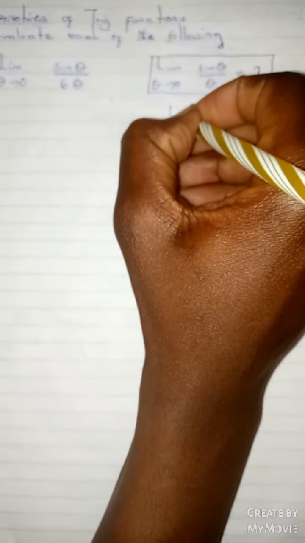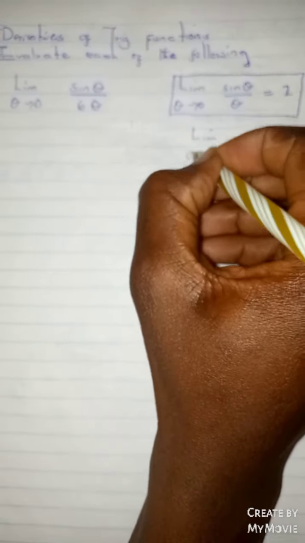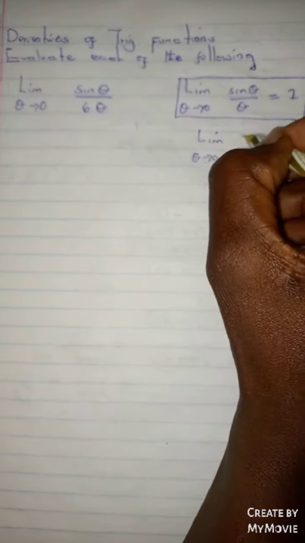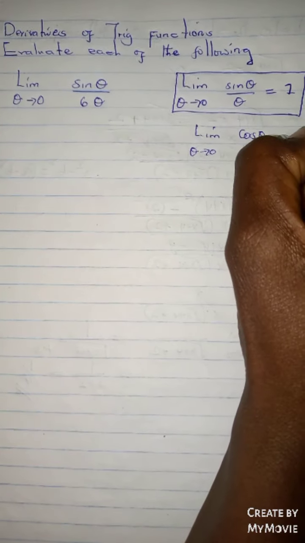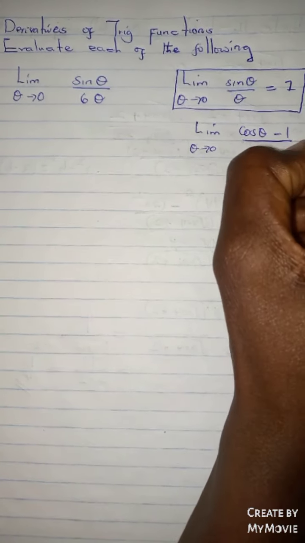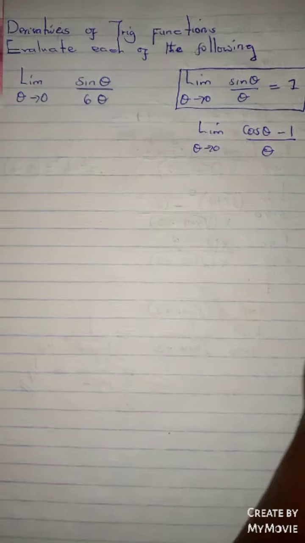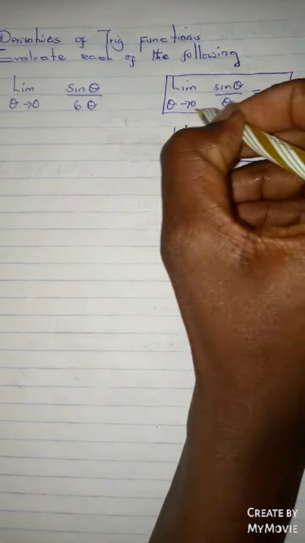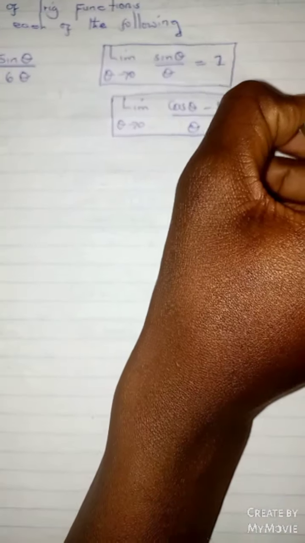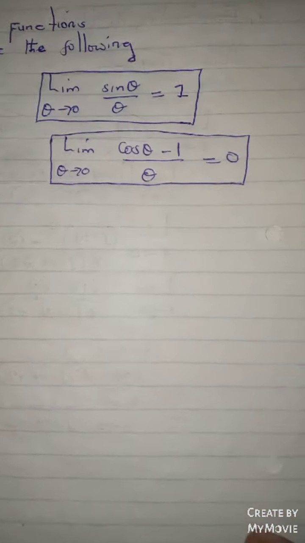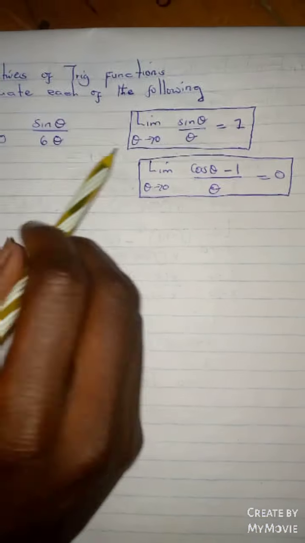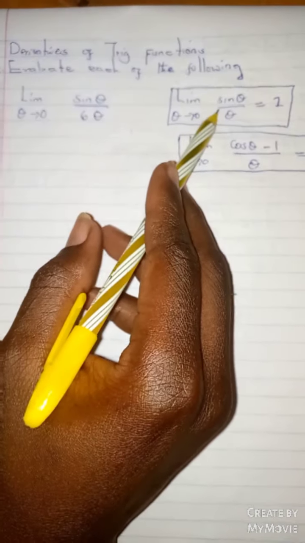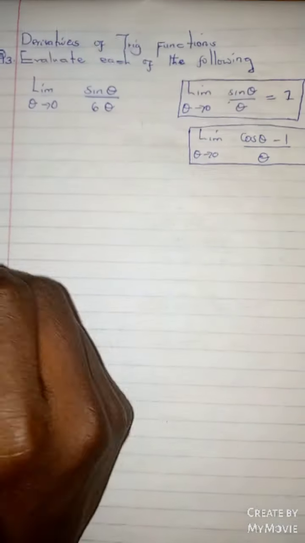The second one: the limit as theta approaches 0 of cosine theta minus 1 over theta is the same as 0. So these are the rules that you are going to employ here. Please don't forget this. You will encounter several questions concerning trig functions, where you are supposed to find the limit. This question requires the first theorem for us to evaluate it.